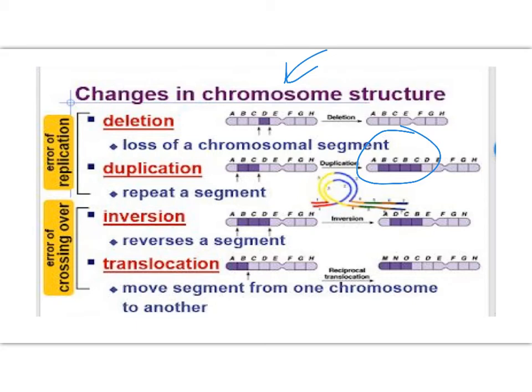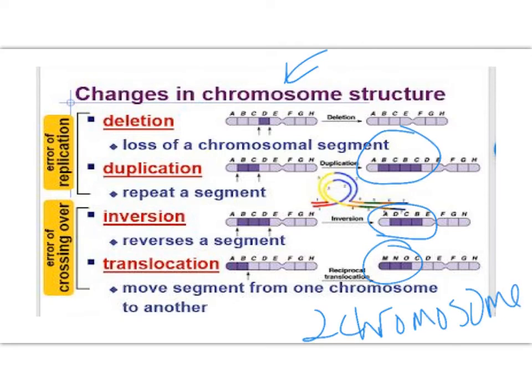I could also get an inversion happening when I do crossing over. Take a piece of the chromosome out, reinsert it, but reinsert it upside down, as well as a translocation. A translocation is going to require 2 chromosomes for this to happen. A translocation is basically crossing over with non-homologous chromosomes. So I move one chromosome segment to another, an entirely different non-homologous chromosome. And that is a huge problem.